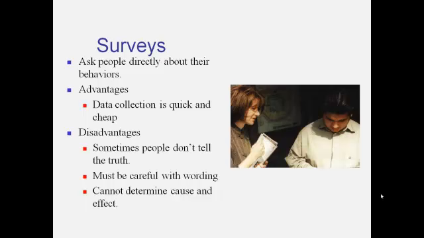Okay, with surveys, again, the data collection is cheap, it's quick, you can send it out to a lot of different people. Online, it can be even more efficient. The problem is some people don't tell the truth when it comes to surveys. You have to be very careful with the wording of the questions. Just changing the wording can actually get people to answer the questions differently. And like with naturalistic observation, you cannot determine cause and effect.